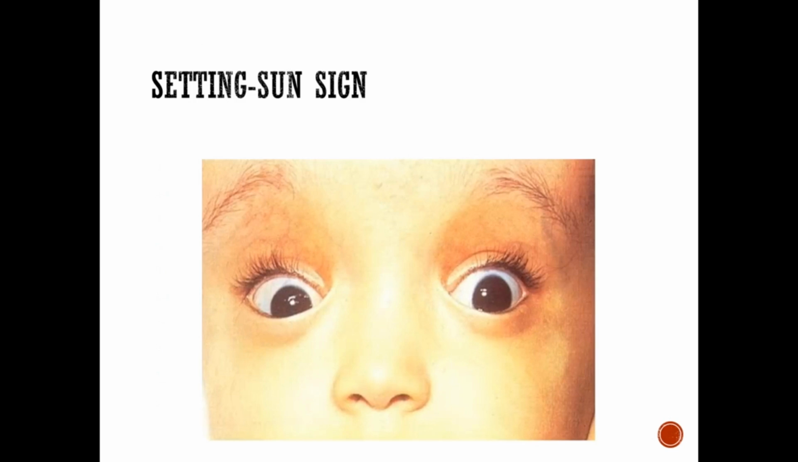So this is the setting sun sign. So you can see you have your pupil, then you have your sclera, and that's visible above. So it looks like the pupils are suns that are setting. So that's where it gets its name. So sclera above the iris is visible, and that's called the setting sun sign.